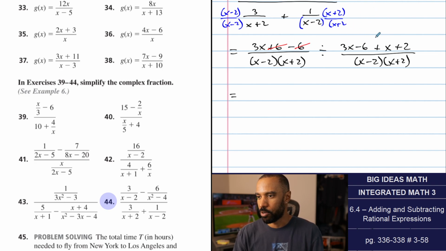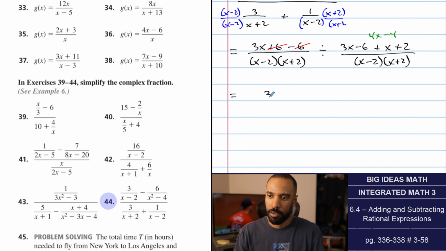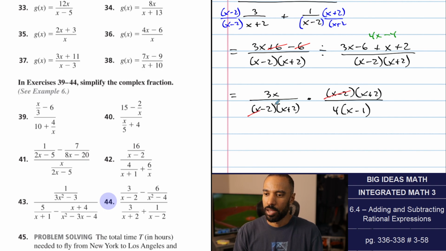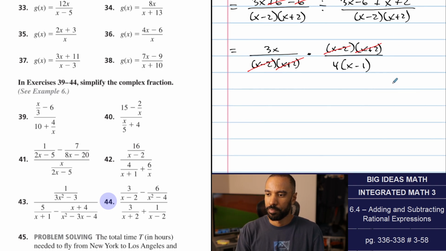3x, let's clean this up first. 3x plus x is 4x, negative 6 plus 2 is negative 4, and 4x minus 4 will factor a 4 out. So I have 3x all over x minus 2 times x plus 2 times, and then x minus 2 times x plus 2 goes up on top here, and on bottom, the 4 that factors out leaves you with an x minus 1. So, gone, gone, and you're left with 3x over 4 times the quantity x minus 1.